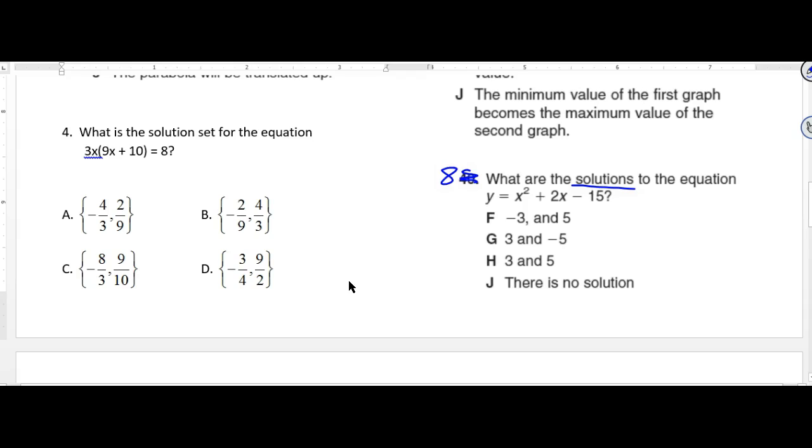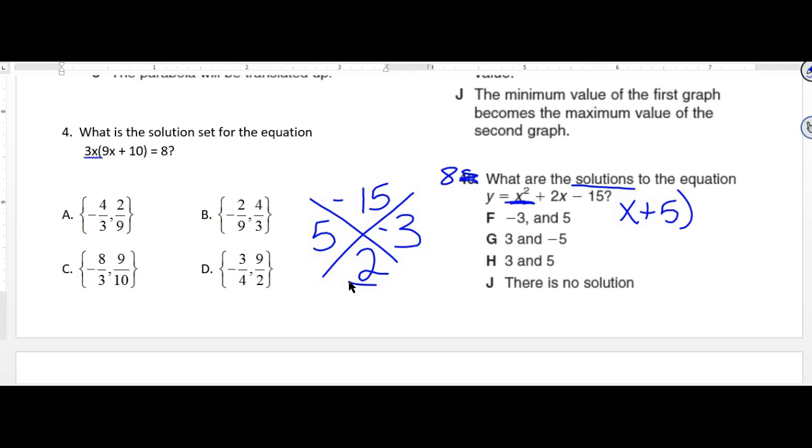This one looks to be pretty easy to factor because it's the easy type. So that's what I'm going to do. -15 up top, 2 on bottom. We have 5 times -3 gives us -15. 5 plus -3 gives us 2. So x plus 5 times x minus 3 is 0.